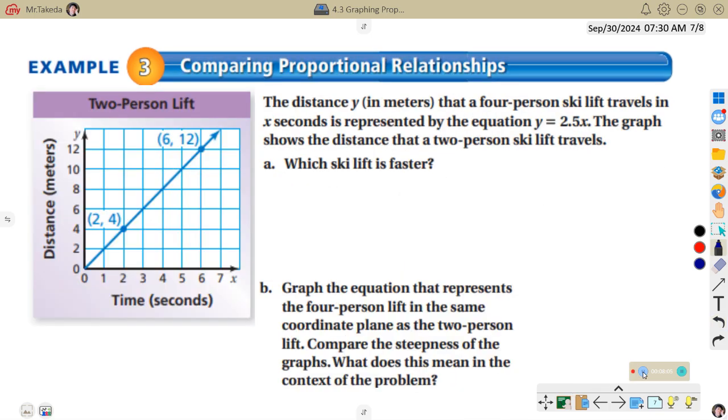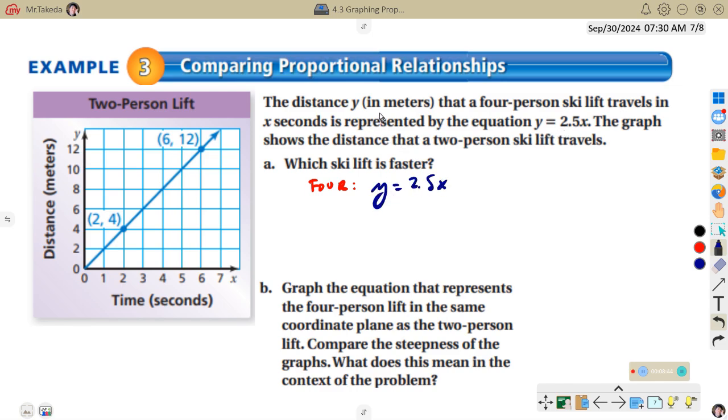What's next? Okay, so we have this example. The distance y in meters that a 4-person ski lift travels in x seconds is represented by the equation y equals 2.5 times x. The graph shows the distance that a 2-person ski lift travels. Okay, so this is a 2-person ski lift. Which ski lift is faster? Well, we know for the four-person, it's going this 2.5.